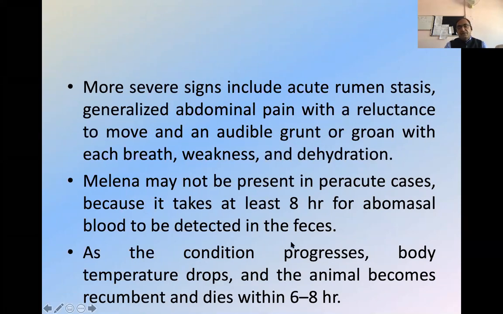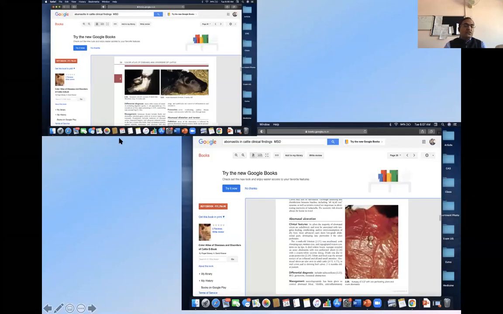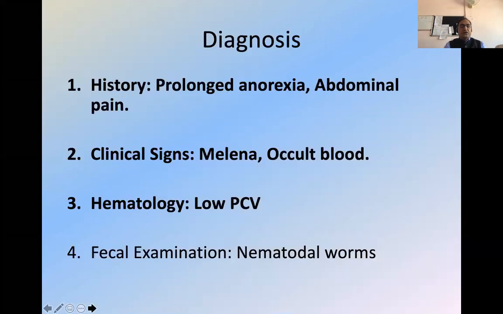If these symptoms are not addressed, sometimes death may occur in case of abomasitis. These are some pictures from a book, because I don't have a picture of abomasitis. This must be found in calves in which hemorrhagic diarrhea is there. You see how hyperemic this abomasum is, and there are two perforations. Sometimes perforation is also found in case of abomasitis.